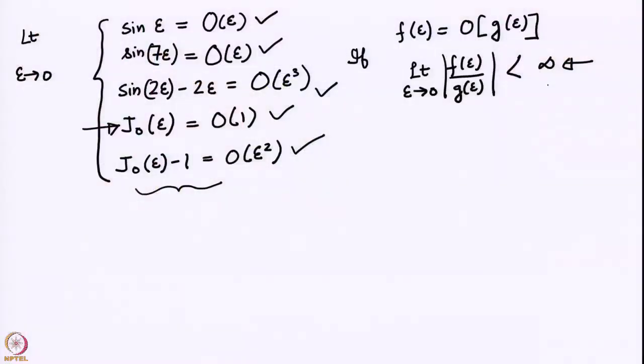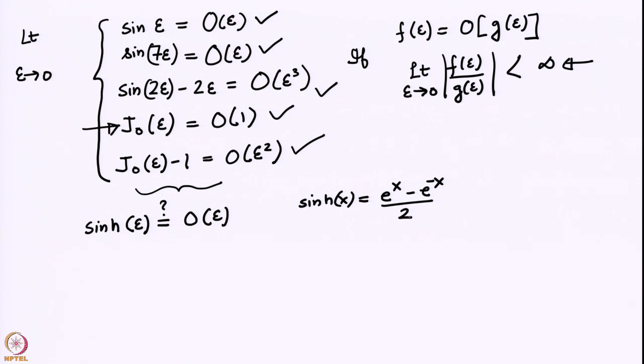So now let us take some more examples. So for example, sine hyperbolic epsilon is of the order epsilon. This is a claim. Let us see whether this is true or not. So recall that sine hyperbolic x is defined as e to the power x minus e to the power minus x divided by 2. So if I use that, then sine hyperbolic epsilon would be e to the power epsilon minus e to the power minus epsilon by 2. And I would like to divide this by epsilon and then take the limit.